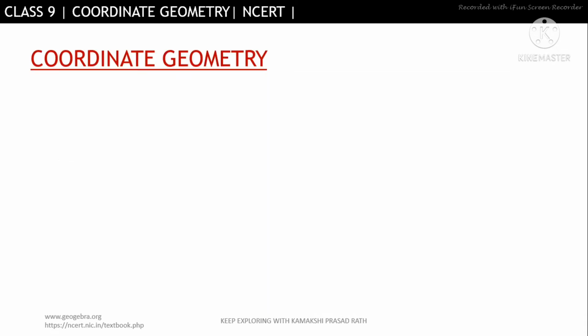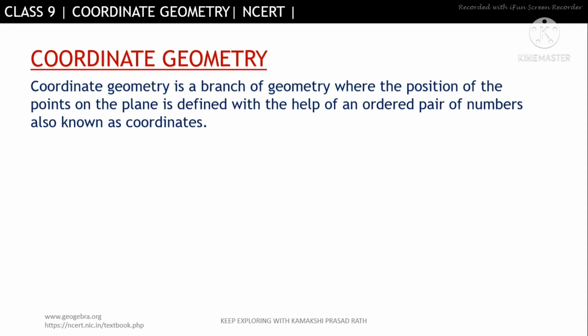So this study is called coordinate geometry. In this branch of maths, or you can say this branch of geometry, the position of points on the plane is defined with the help of ordered pairs of numbers, also known as coordinates. Like we have previously seen, the position of the dot is (5, 9). The ordered pair is always written inside brackets with the two pieces of information. Here 5 is the distance from the left side and 9 cm is the distance from the bottom edge.